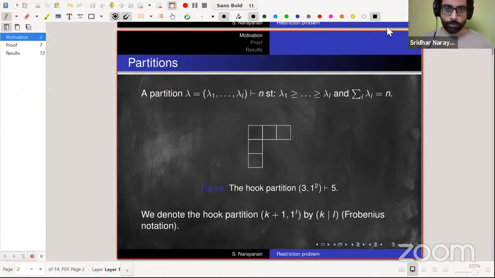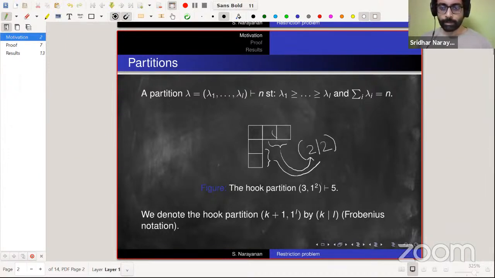Some notation that I want to introduce here is the Frobenius notation for how to write partitions. So this partition in particular is a hook partition. Hook partitions are basically L-shaped partitions. Right? And so in the Frobenius notation, I will designate this partition as 2 vertical line 2, where the first 2 is the number of cells in the first row, excluding the first one, and the second 2 is the number of cells in the first column, excluding the first one. Right? So I'm just going to use this notation through the rest of this talk.